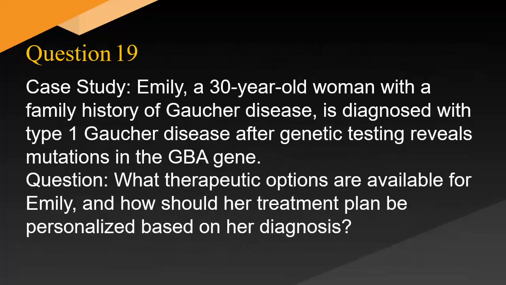Case study: Emily, a 30-year-old woman with a family history of Gaucher disease, is diagnosed with type 1 Gaucher disease after genetic testing reveals mutations in the GBA gene. Question: what therapeutic options are available for Emily, and how should her treatment plan be personalized based on her diagnosis?